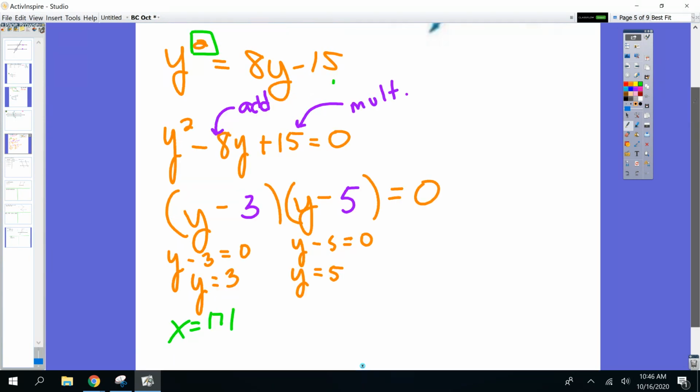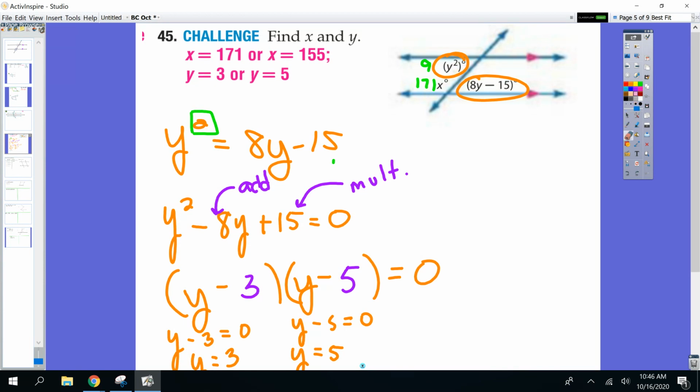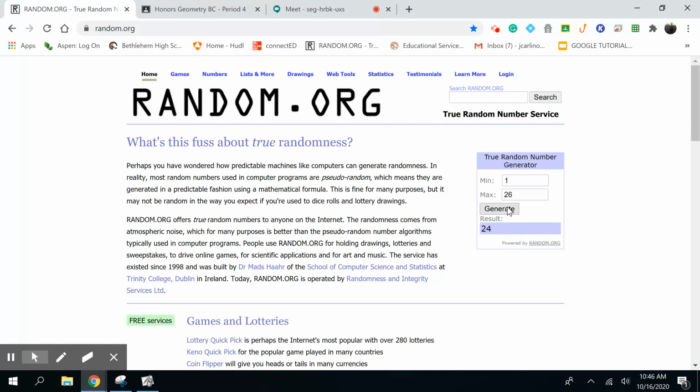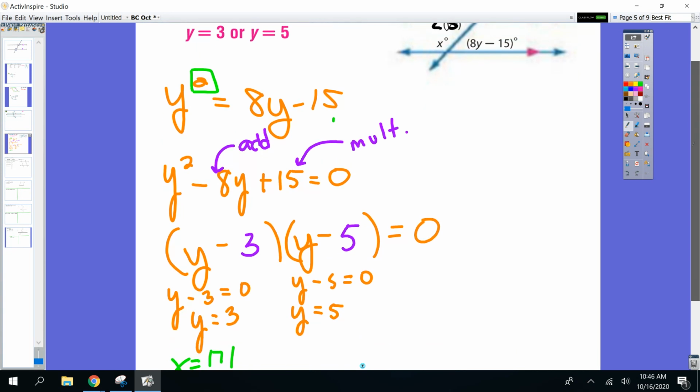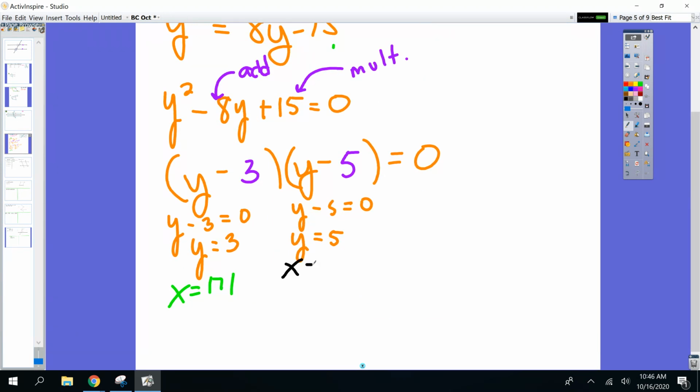So let's go back. Y could have been 5. So now what's my y squared angle? If y is 5, what's my y squared angle? Here you go. Emily, what's my y squared angle? 25, yep. And I'm not going to ask again. Zach just told us those angles are supplementary. So 180 minus 25. Does everybody see where 155 comes in now?